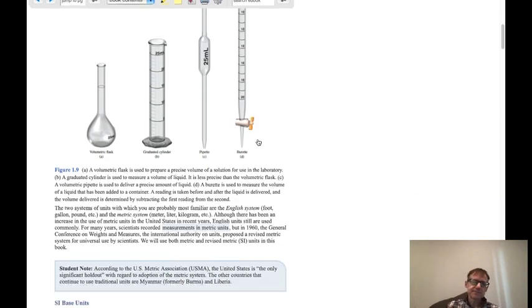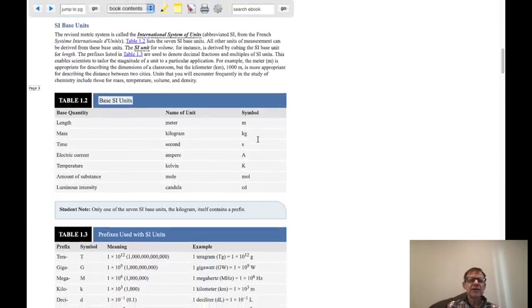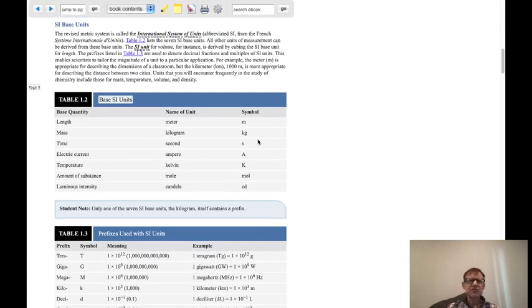volume of a liquid. We use, in chemistry, what's called the SI base units. Almost all chemists use SI base units. And so table 1.2 gives you a list of the base units. The base unit for length in the SI system is called the meter, and the abbreviation of the meter is a lowercase m. For mass, it's the kilogram, and the symbol for that is kg, lowercase both k, lowercase g. For time, it's the second, and the abbreviation for second is s.